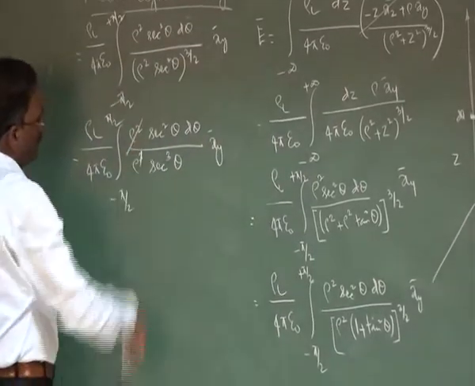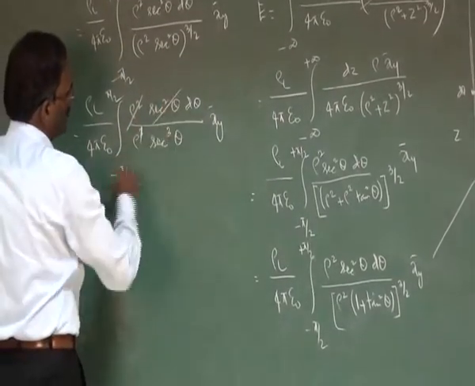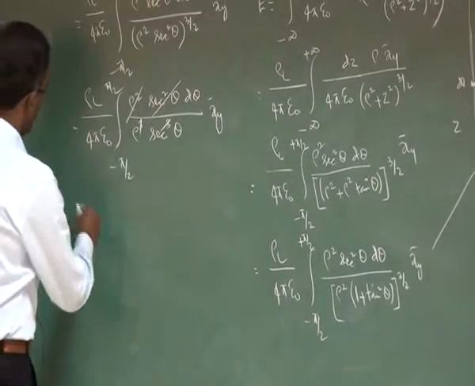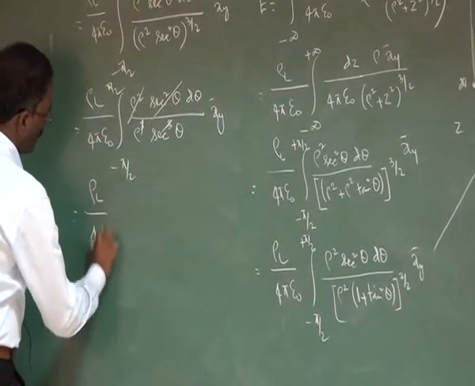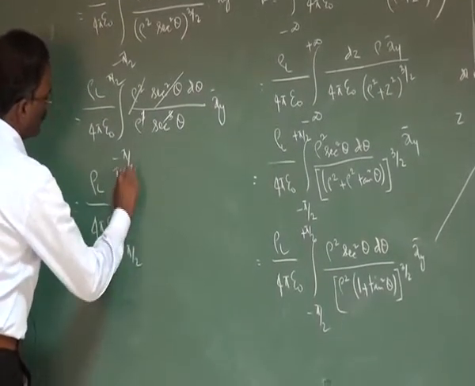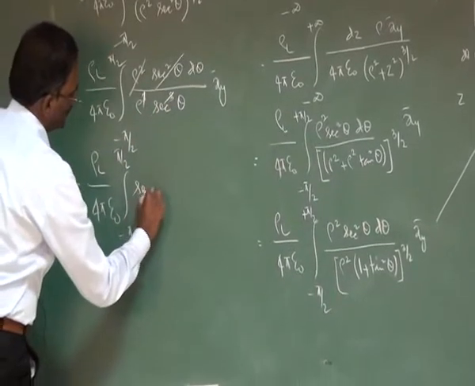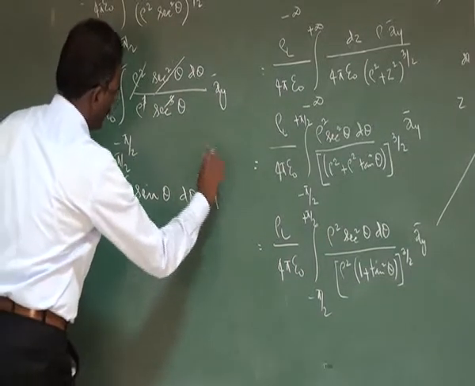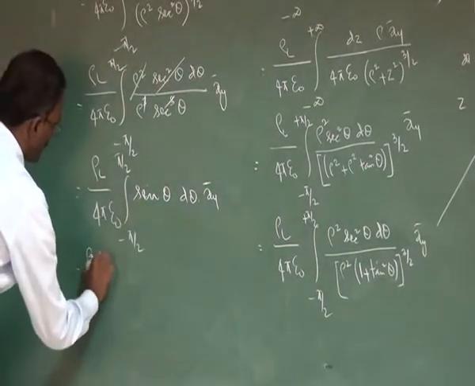Rho square and this one power secant square theta secant theta. This is 1 by secant theta. 1 by secant theta is sin theta. So rho L divided by 4 pi epsilon O, from minus pi by 2 to plus pi by 2, 1 by secant theta is sin theta d theta a_y bar. Now it is easy for us to integrate it.